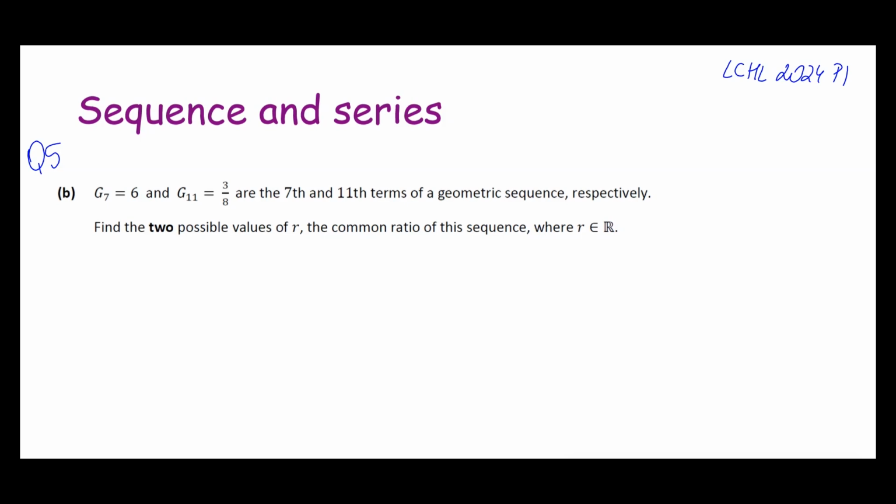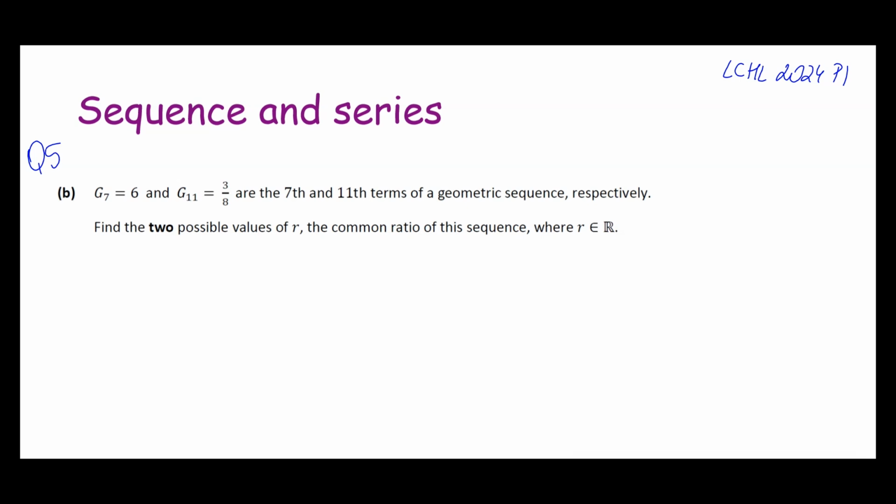Let's look at another example of sequence and series question. So in this part, we are told that G7 is 6, so the 7th term is 6. And then we are told that the 11th term is 3/8. And they are telling us that they are the 7th and 11th terms of a geometric sequence, respectively.